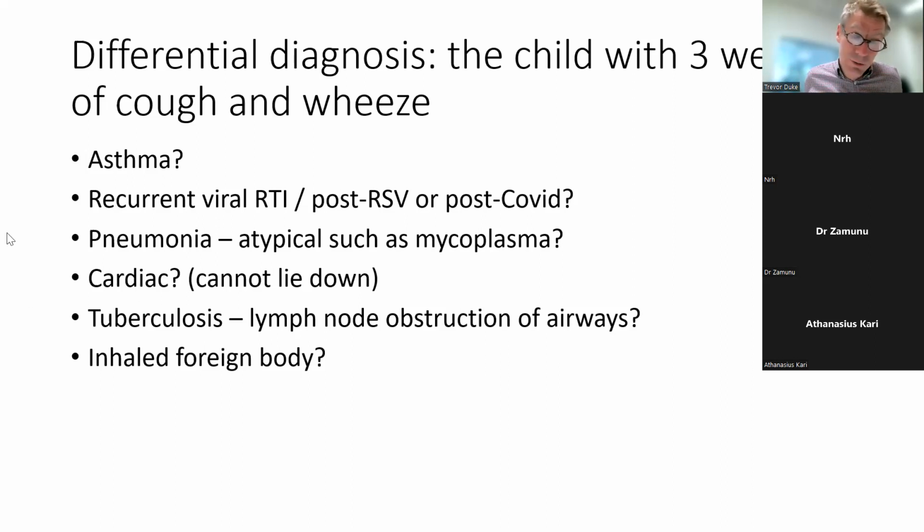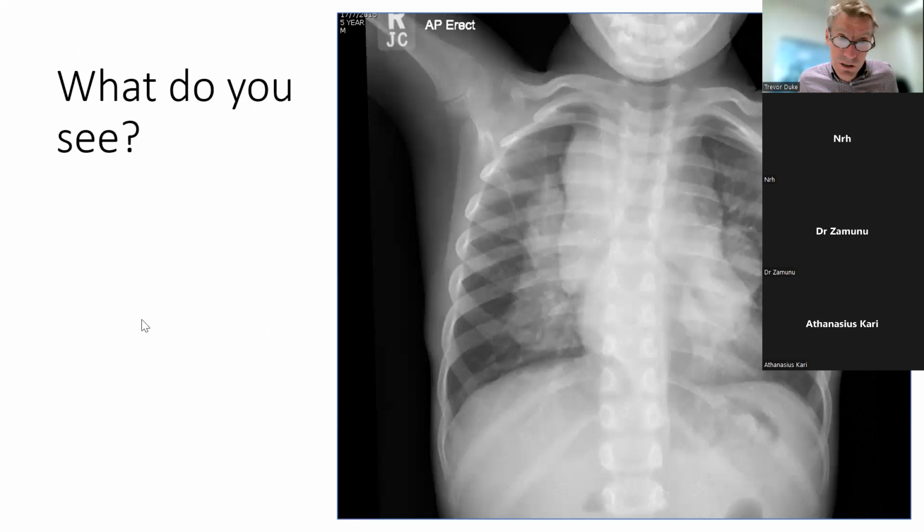It could be cardiac, as people mentioned, either unrecognized congenital heart disease or rheumatic heart disease, because the child can't lie down. Or it could be tuberculosis, with perihilar lymph node obstruction of the airways or bronchi, or it could be an inhaled foreign body. These are all possibilities. This was his chest X-ray. What do you see?